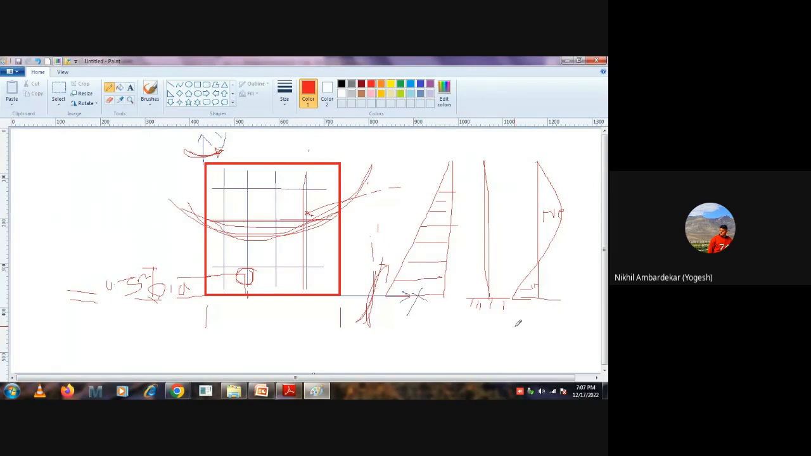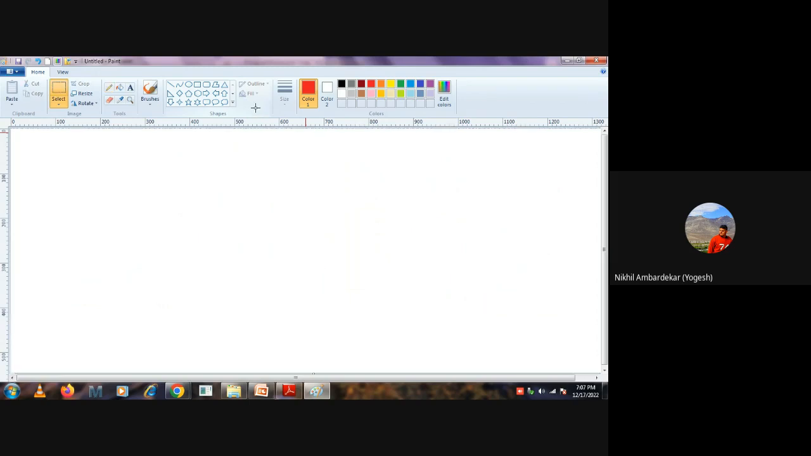Okay. Got it? Yes, sir. Okay. And again, this is very important for detailing purposes. So again, I will try to draw a section of the wall panel. This is the cross section.